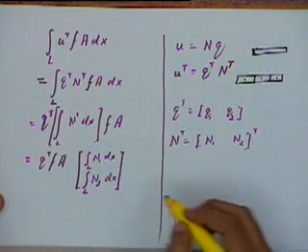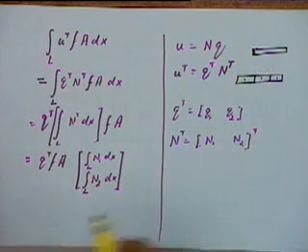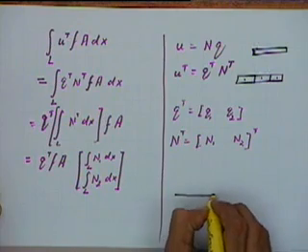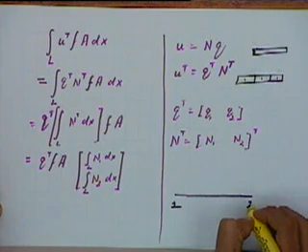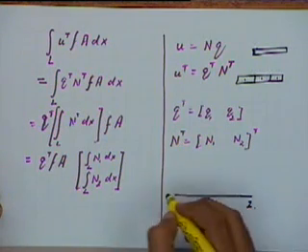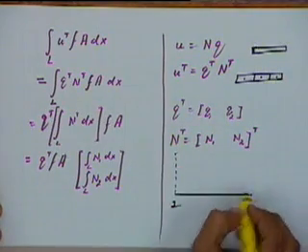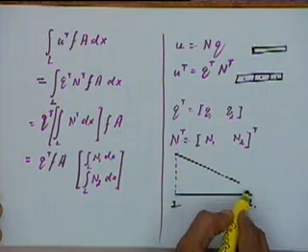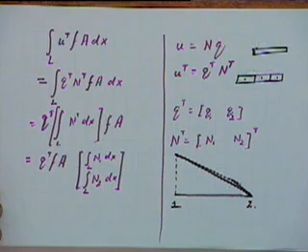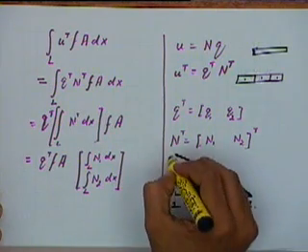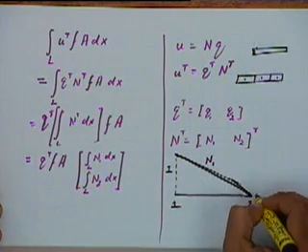Now, what is the integral of N1 dx? If you remember the shape function that I had drawn, we said that this is the point 1, this is the point 2. N1 is equal to 1 at this point and is equal to 0 here, and it varies in a straight line. This is the shape function for N1. N1 is 1 here and is equal to 0 here.